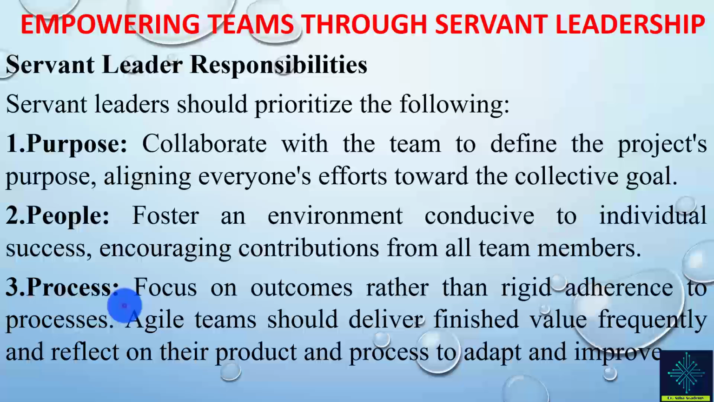Then the process. So they should focus on outcomes, what we get as an outcome, rather than rigid adherence to processes. So instead of just adhering to the sequence of processes, they should focus on the final outcomes. The Agile teams should deliver finished value frequently, and this is the main thing, not the processes themselves, but the product, the value. And this should happen frequently, and they should reflect on their product and process to adapt and improve. Every time they improve what they are doing.